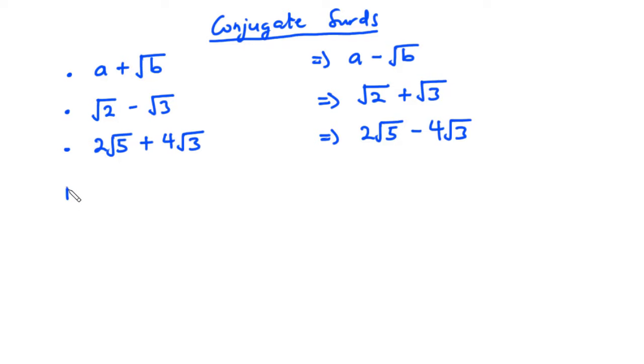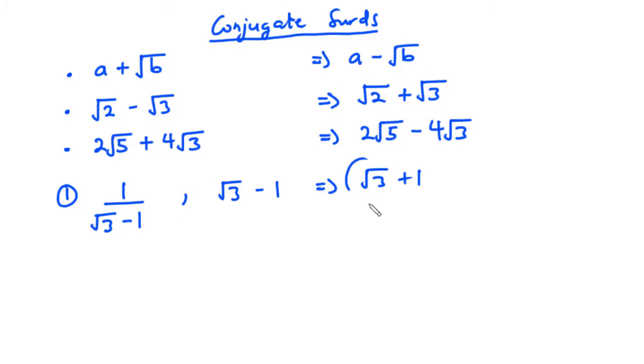So for the first example, we have 1 over the square root of 3 minus 1. Now how do we simplify this expression? Now to solve this expression, we need to multiply top and bottom by the conjugate of the denominator. Now the conjugate of root 3 minus 1 is root 3 plus 1. So we are going to multiply both the numerator and the denominator by root 3 plus 1. So now let's solve together.